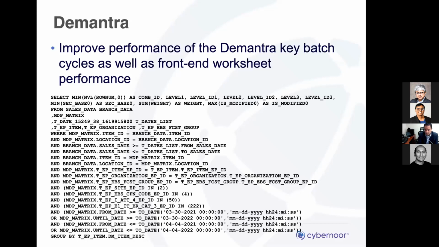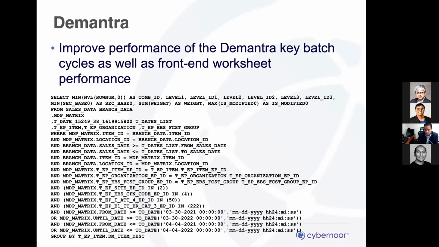You can see there the T_date_number. Those numbers are dynamically generated. And so it creates a table. It populates that table with a date range. And then it uses that temp table to drive the query, and then it joins to sales data and MDP matrix to basically fetch that data.